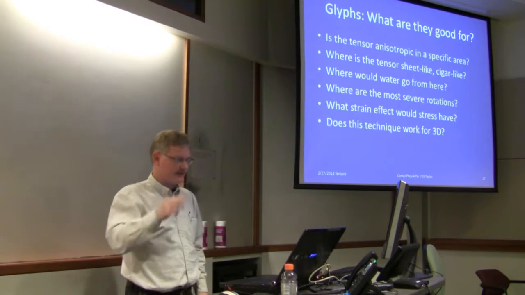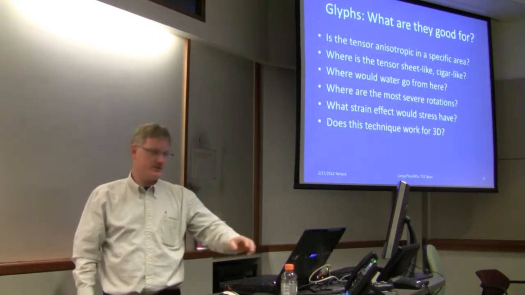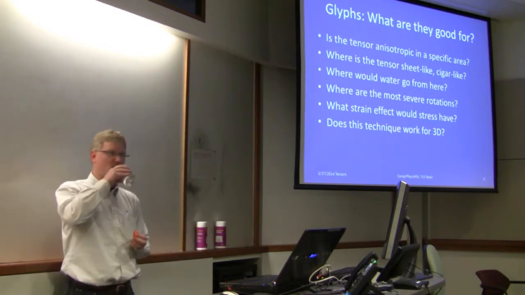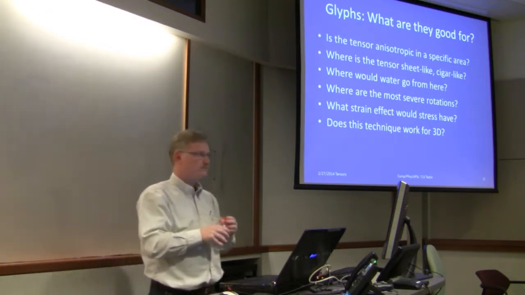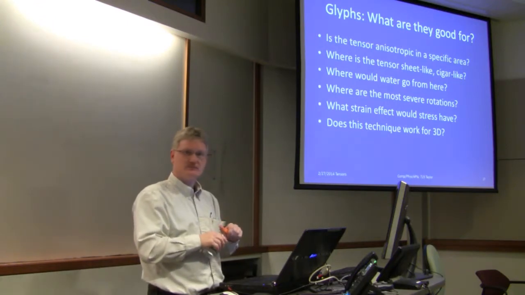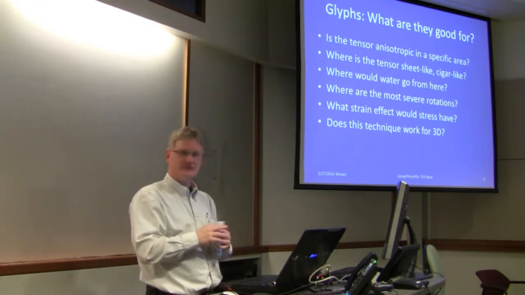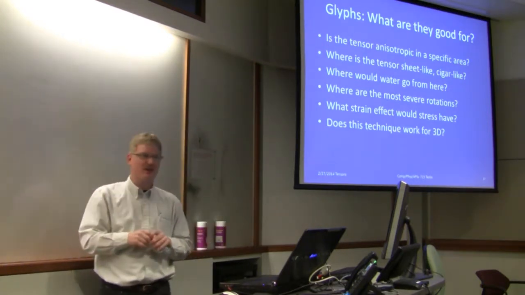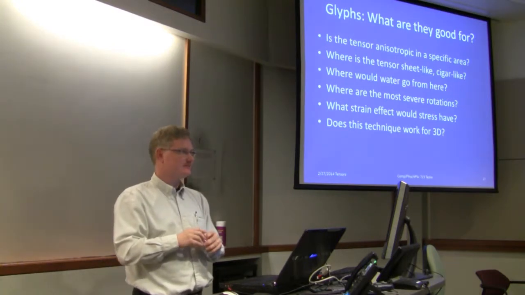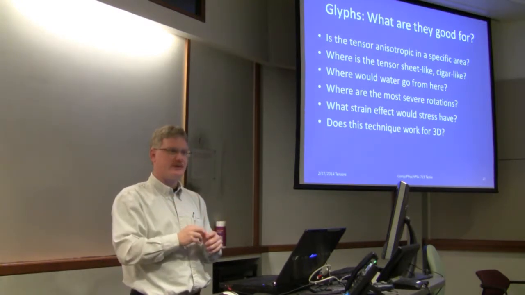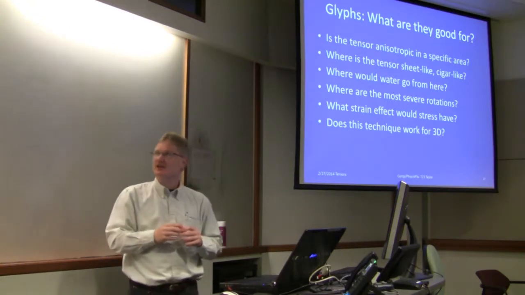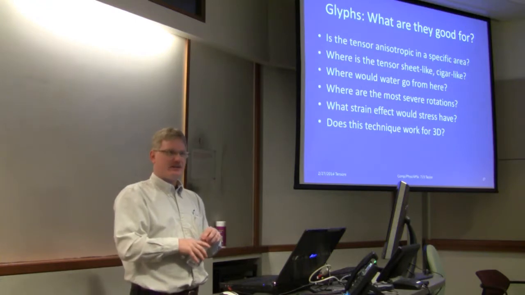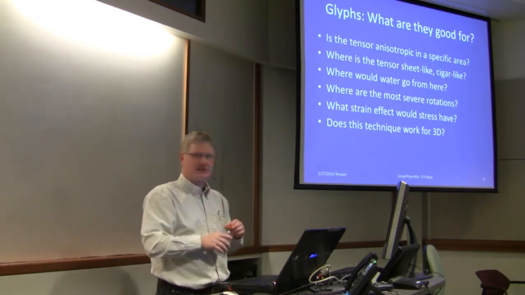All right, so glyphs, what can we use them for? Are they good at anisotropic? Yes, we saw that just now in the last slide. Are they good at sheet-like or cigar-like? Yes, we saw you can do the 3 different ways of doing sheet-like versus cigar-like. Where would water go from here? Not immediately obvious. Not so much. Yeah, maybe if you integrated through the things.